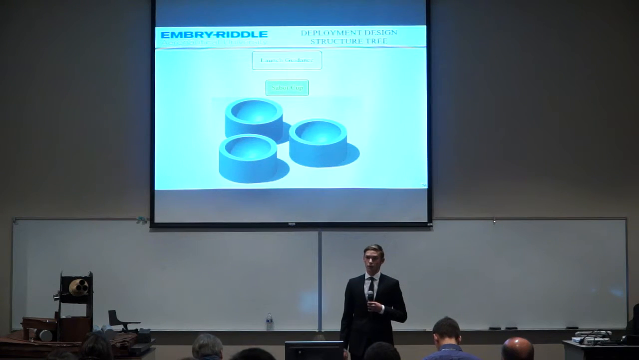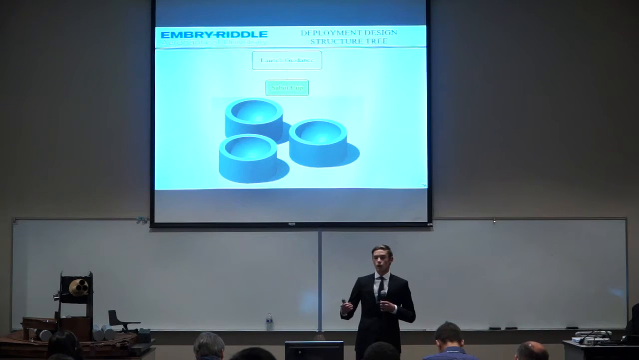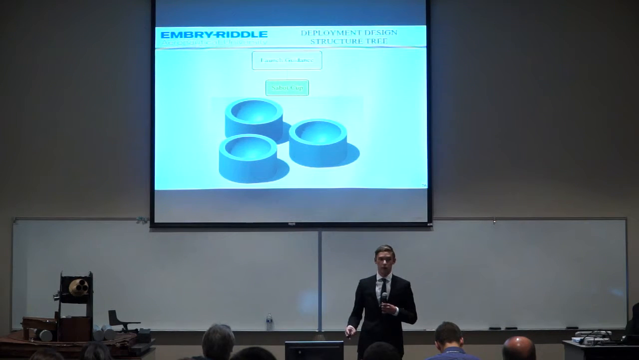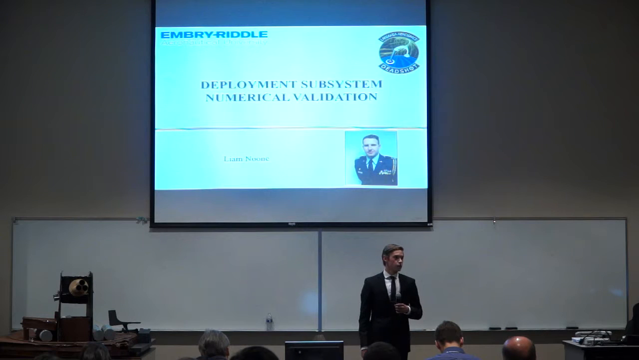The purpose of the sabot cup is so that when the projectile is launched, it doesn't incur any spin from friction between the projectile and the inner wall of the barrel. The reason we don't want spin is because if spin is incurred during exit from the barrel, the Magnus effect will actually change the trajectory of the projectile during flight, thus possibly not meeting our tertiary accuracy objective of hitting the target within 1 meter. Now I'd like to introduce Liam Noon to discuss the numerical validation of the deployment subsystem.